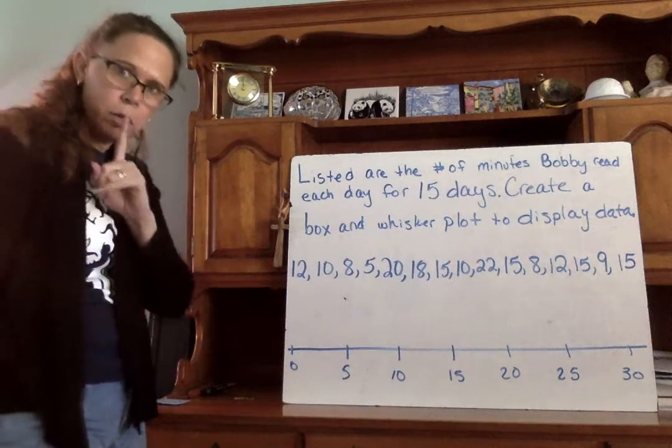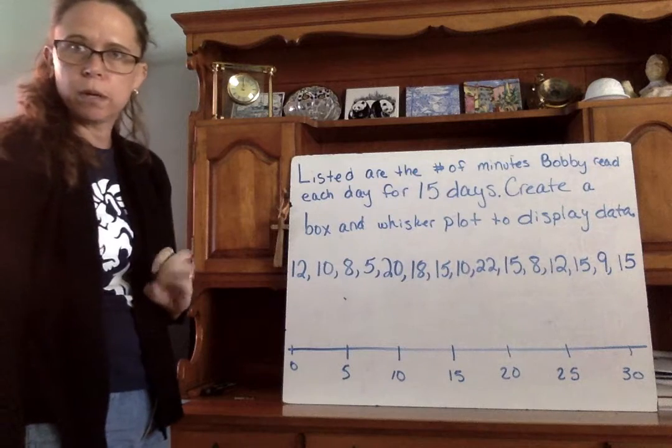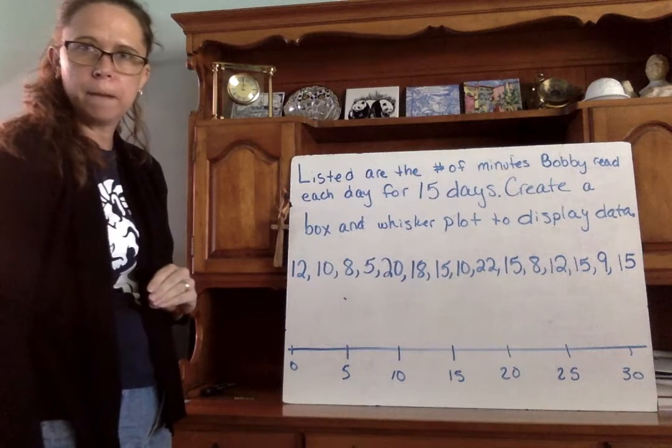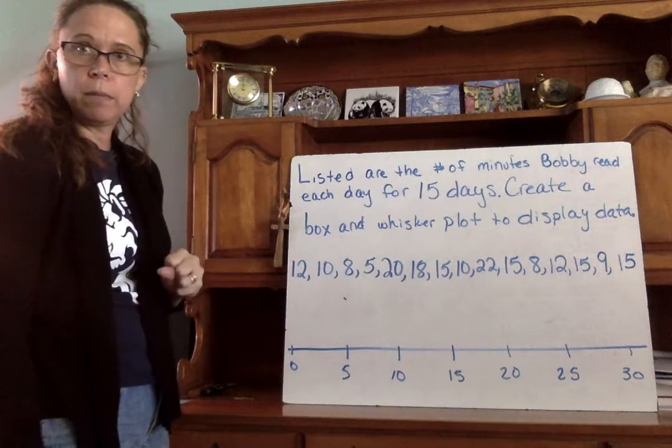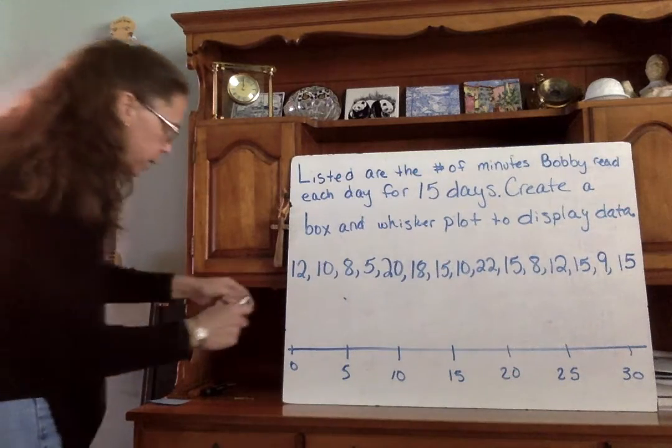Now, I want you to think about what you need to do to this list of numbers first before you even begin to create your box and whisker plot. Hopefully you said that we need to put the numbers in order from smallest to biggest. So I'm going to go ahead and do that now.